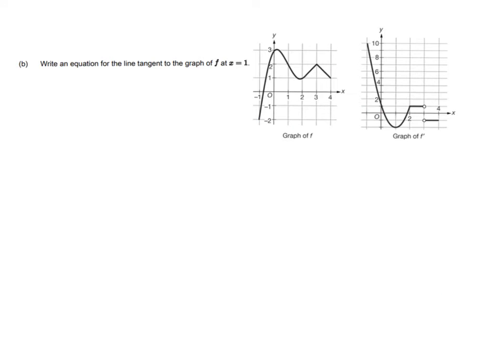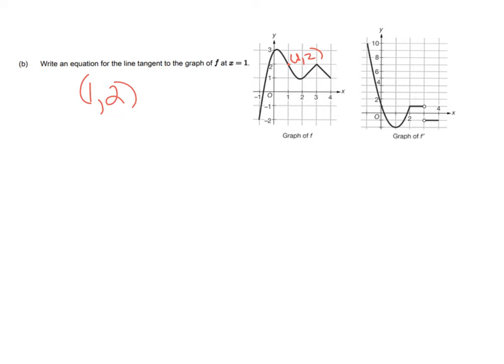So the second part of this question, we are finding the equation of the tangent line at x equals 1. So to find an equation of the tangent line, you need two things. You need a point and you need a slope. So let's start with the point. When x is equal to 1, you're going to find that f of x, this point is going to be 1, 2.